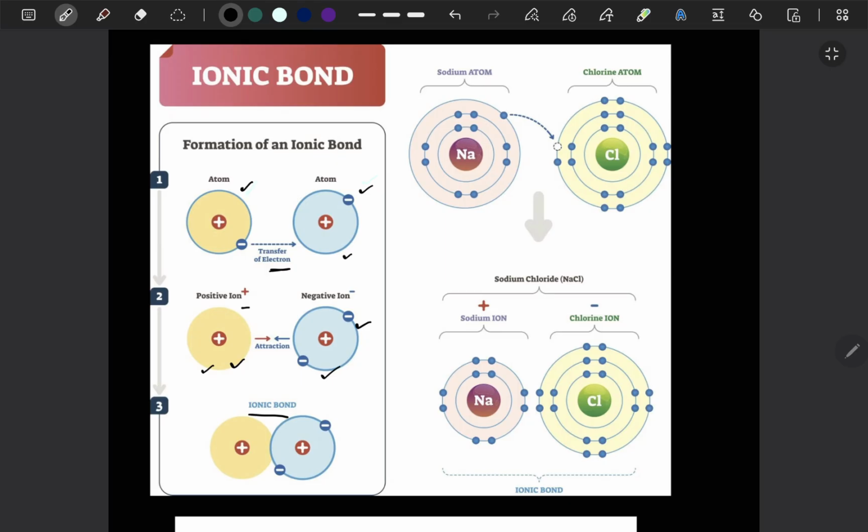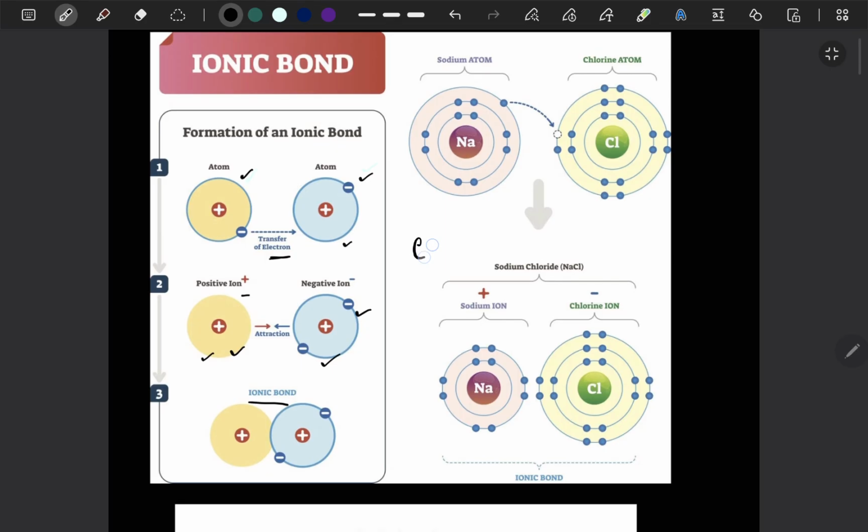Positively charged ion is cation. Cat, T, positive. And negatively charged ion is anion, N, negative. Clear? Okay. Anyways, for example, sodium and chlorine.